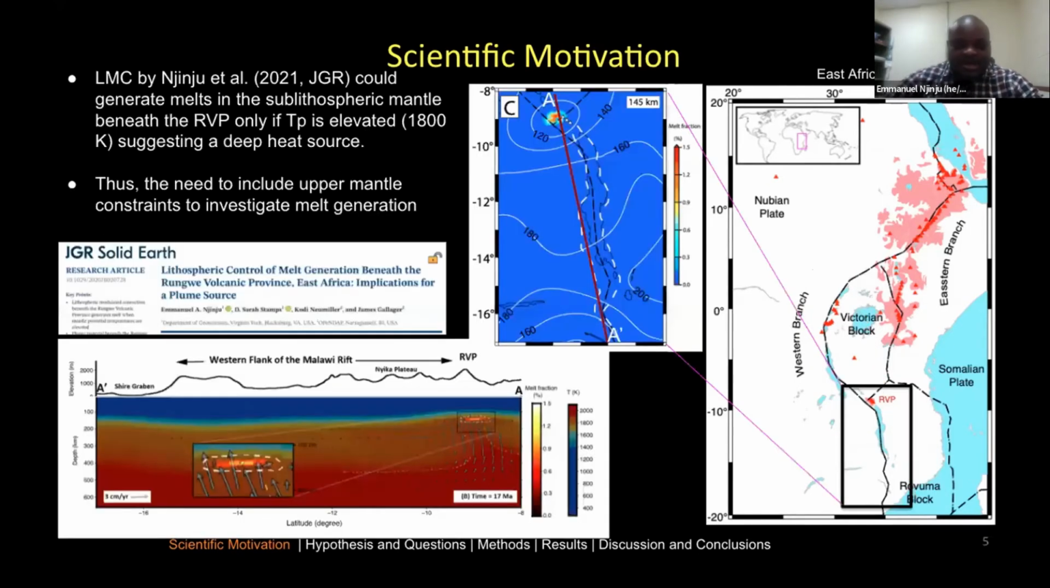So in that regard, I recently developed a model of lithospheric modulated convection that incorporates melt generation beneath the Rungwe volcanic province. And here we were able to generate melt in the sublithospheric mantle beneath the Rungwe volcanic province. However, this required a very elevated mantle potential temperature, which suggests there must be a heat source at the base of the lithosphere beneath the Rungwe volcanic province, maybe from plume materials. And this means that to better constrain melt generation will necessitate including upper mantle constraints, maybe from shear wave velocity tomography.